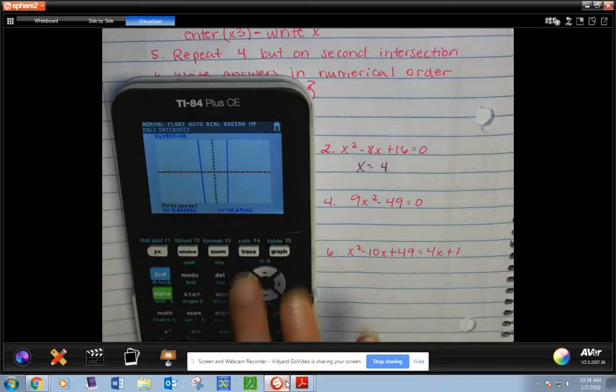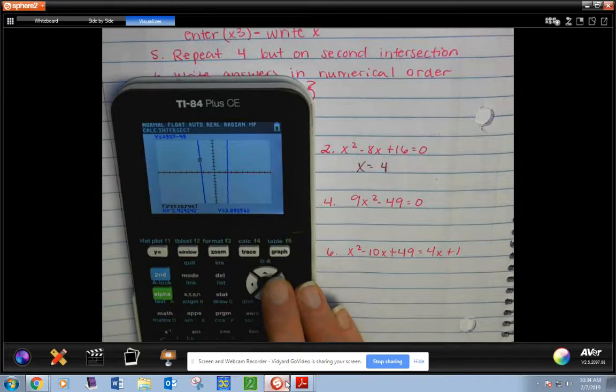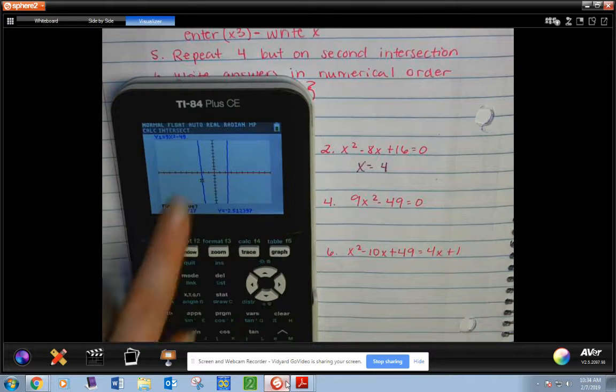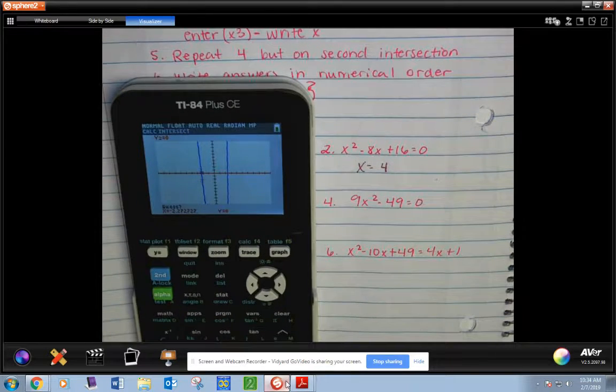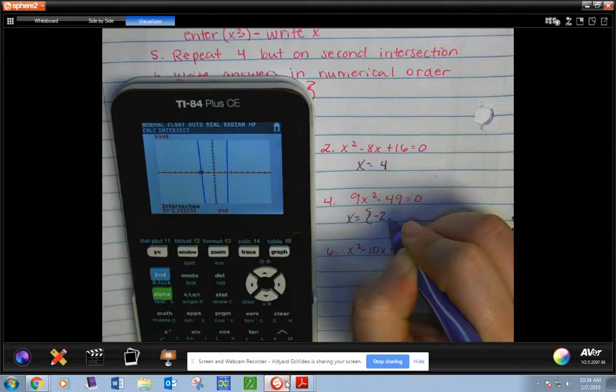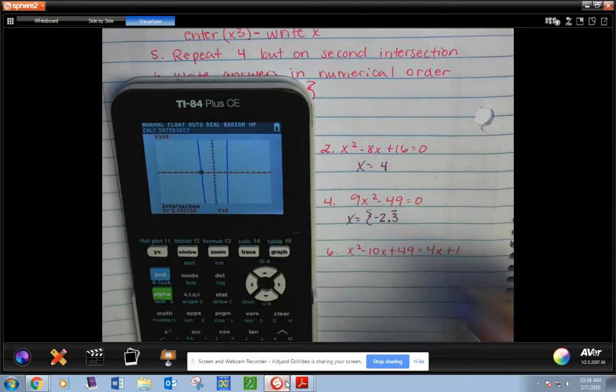So I'm going to move my cursor, and it's going to take me a little bit until I can see it. And if you see it jumps big right here, it doesn't actually go to the intersection. So just pick one of them that's close and do enter, enter, enter. And it's going to tell me that x equals -2.3 repeating. And since the 3 is repeating, I'm going to put the repeating bar on 3.